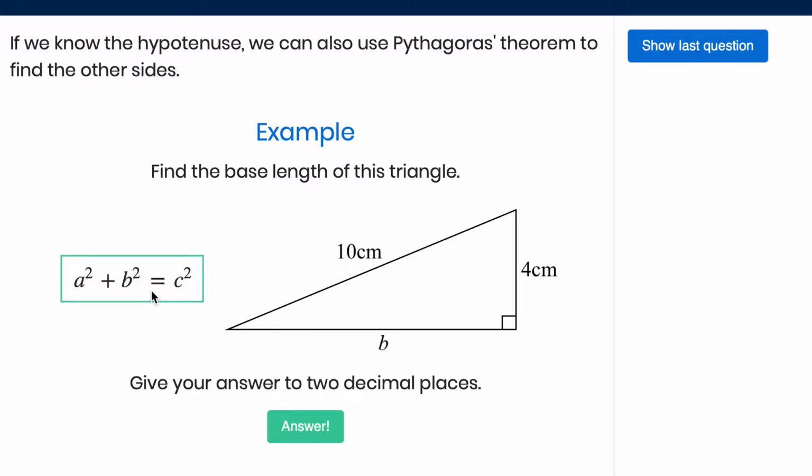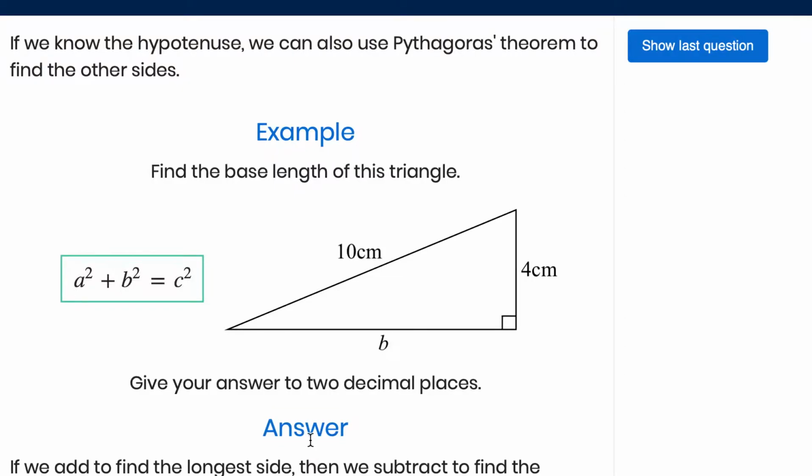As a reminder, Pythagoras' theorem is given as a squared plus b squared equals c squared, where c is the hypotenuse and a and b are the other two sides. Note that it doesn't actually matter which side you call a and which you call b. We just normally use b for the base. Okay, so let's see the method.